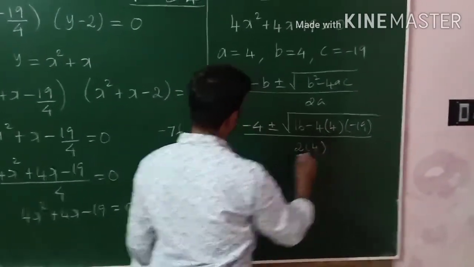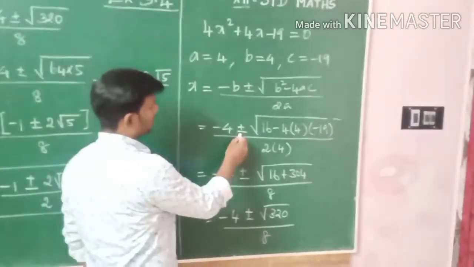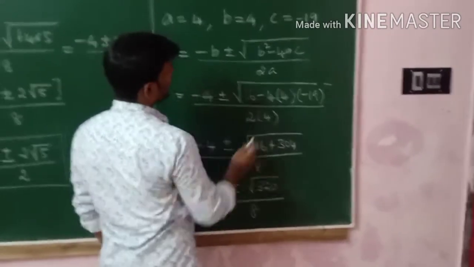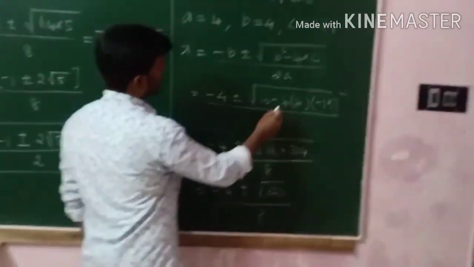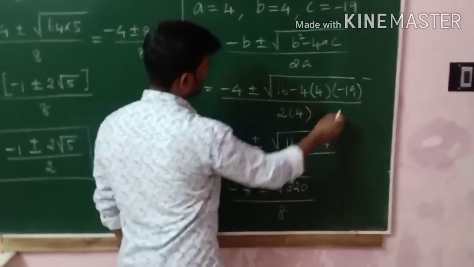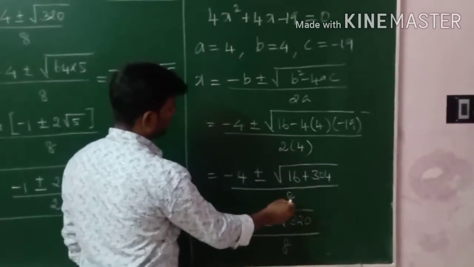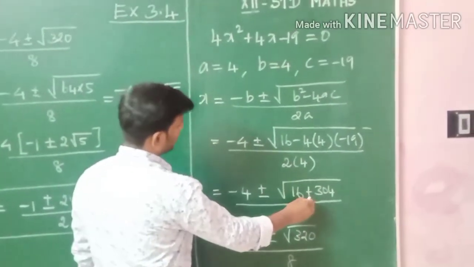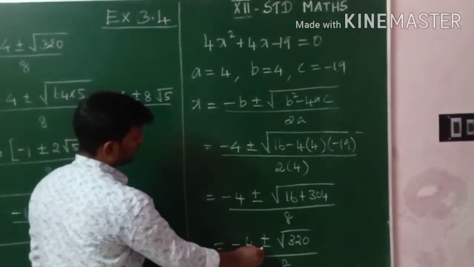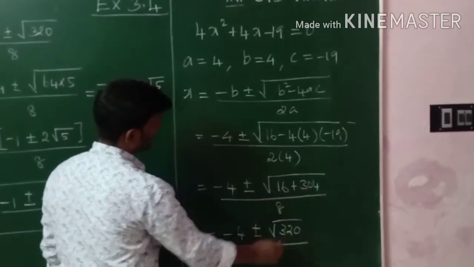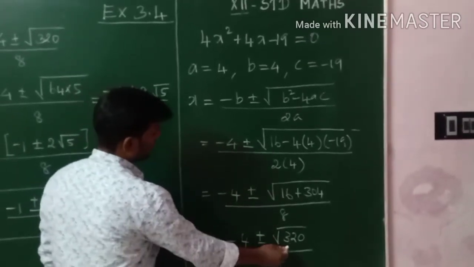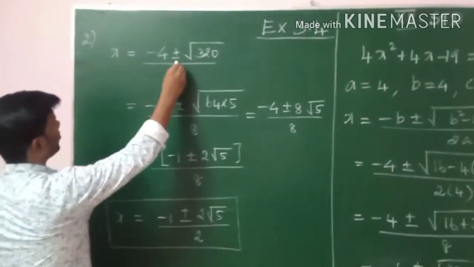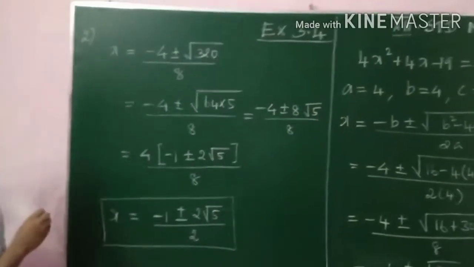So 2 into 4. So minus 4 plus or minus square root of 16 minus into plus minus minus into minus plus. So 16, 4 4s are 16, 16 into 19, it is 304, by 2 4s are 8. So minus 4 plus or minus square root of 16 plus 304 by 8. So minus 4 plus or minus 16 plus 304, 320. So minus 4 plus or minus square root of 320 whole divided by 8. So x is equal to minus 4 plus or minus square root of 320 by 8.